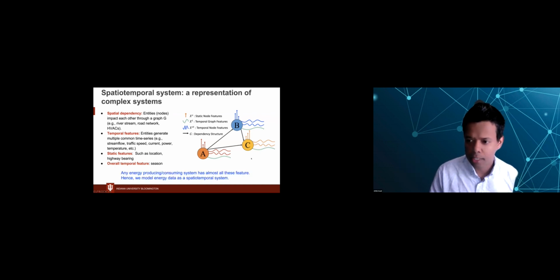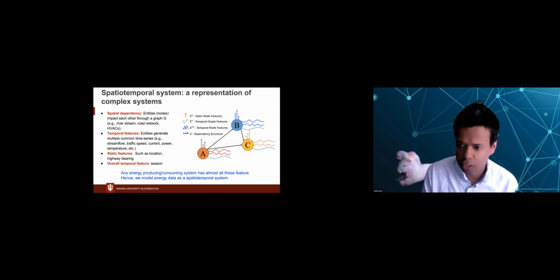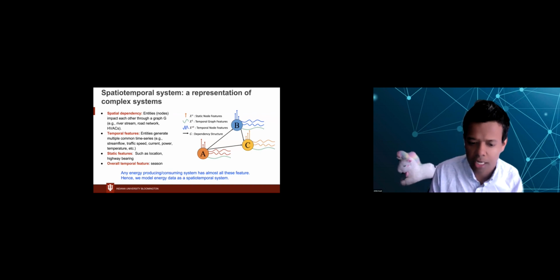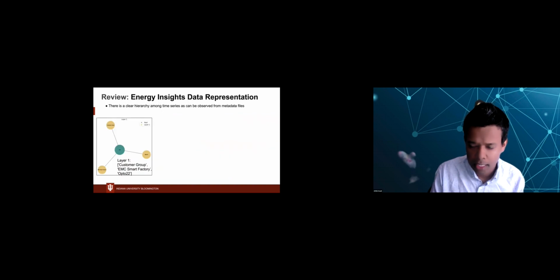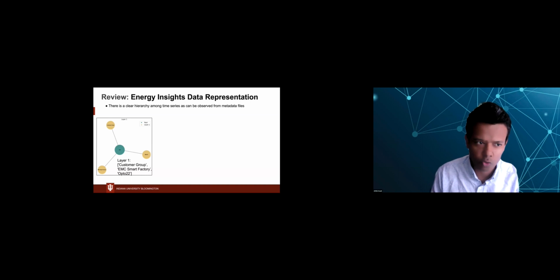So we are studying this type of system because any energy producing or consuming system has almost all these features. And because of this, we aim to model energy data that we are collecting at different places as a spatiotemporal system. The reason behind this is, again, coming from our data from EMC2. In that data, we can see a clear hierarchy and connection in different time series.